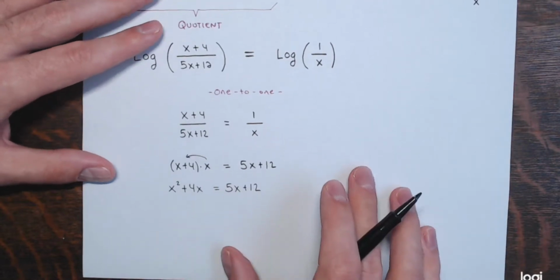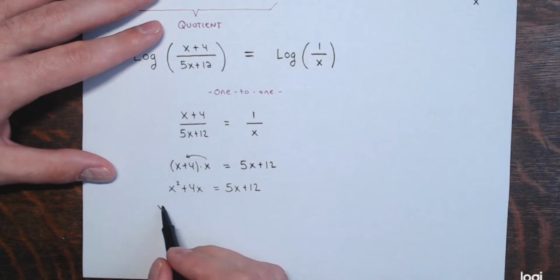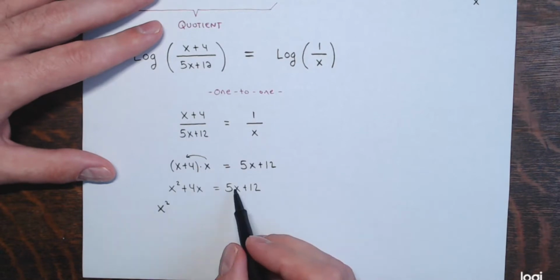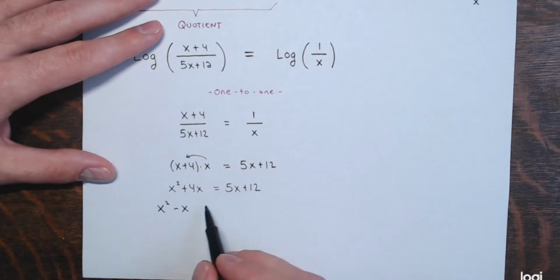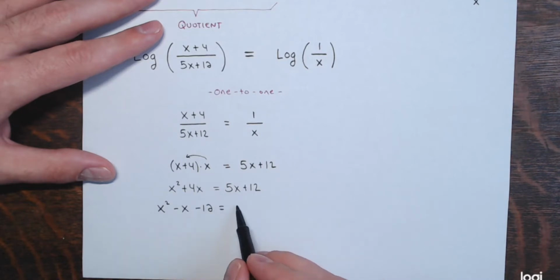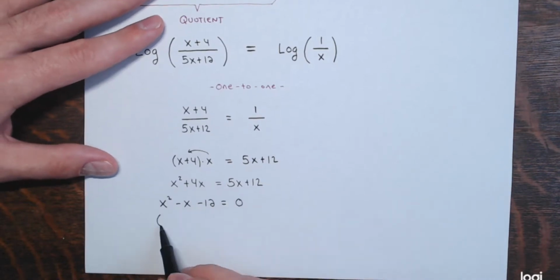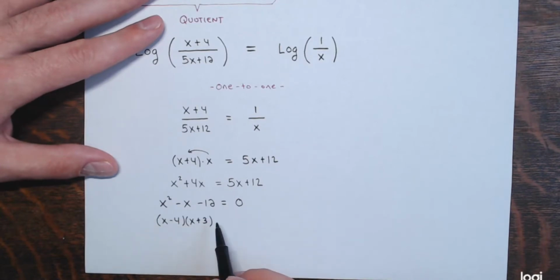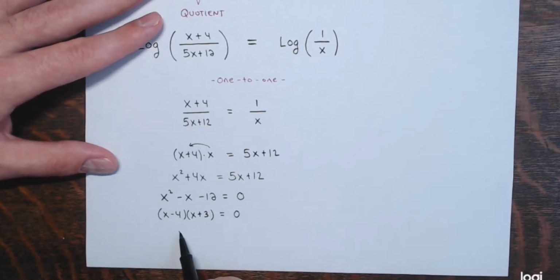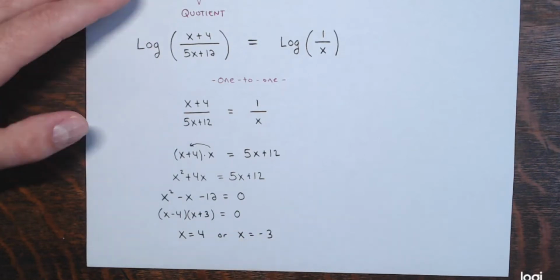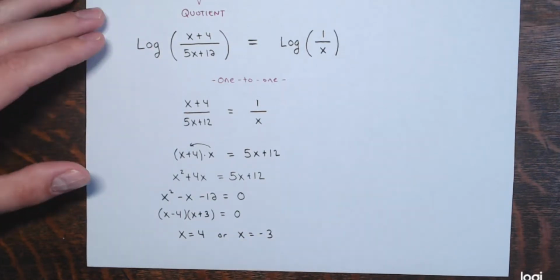Take everything to the left. We have x squared minus x minus 12 equals 0. And this is easily factorable. That's x minus 4 times x plus 3. So my possible solutions are x equals positive 4, that makes x minus 4 zero, or x equals negative 3, but don't forget to check. All right, don't forget to check.